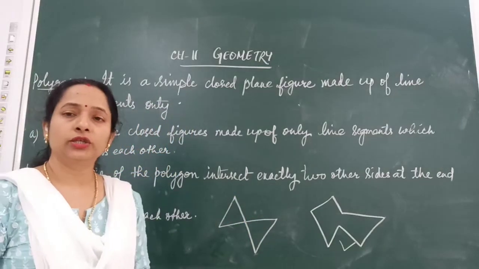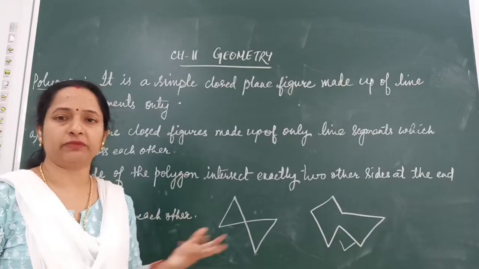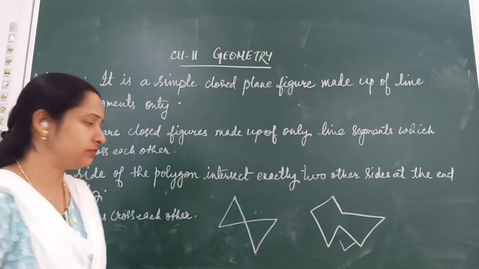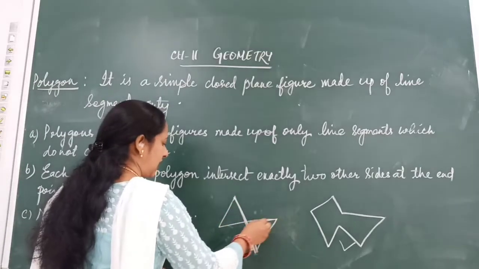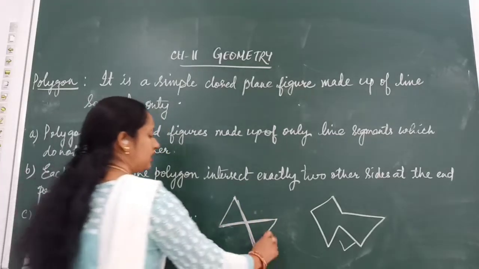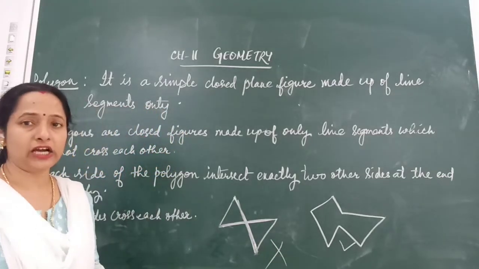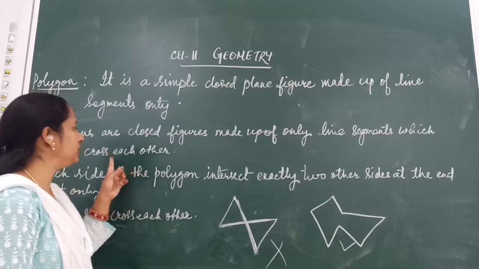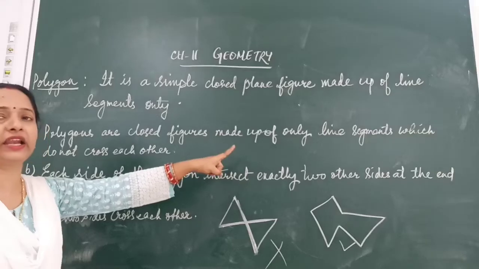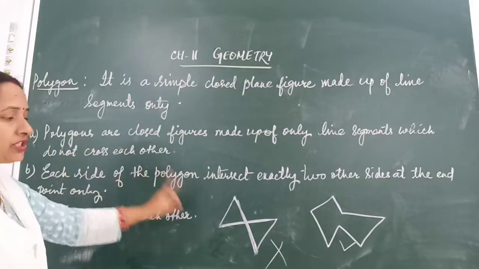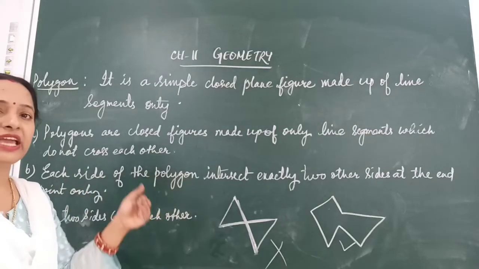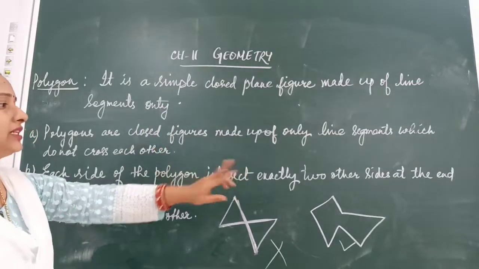Our aim is to show a closed figure made up of line segments. See, here also we have drawn a closed figure, and it's also made up of line segments. But we find there are two sides here that are crossing each other. Then this figure cannot be considered as a polygon. So the first point tells us that polygons are closed figures made up of only line segments which do not cross each other. Understood?